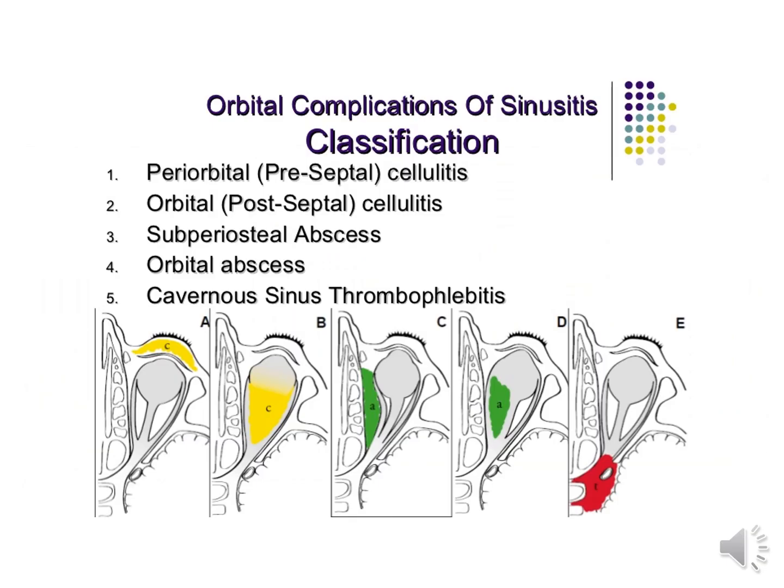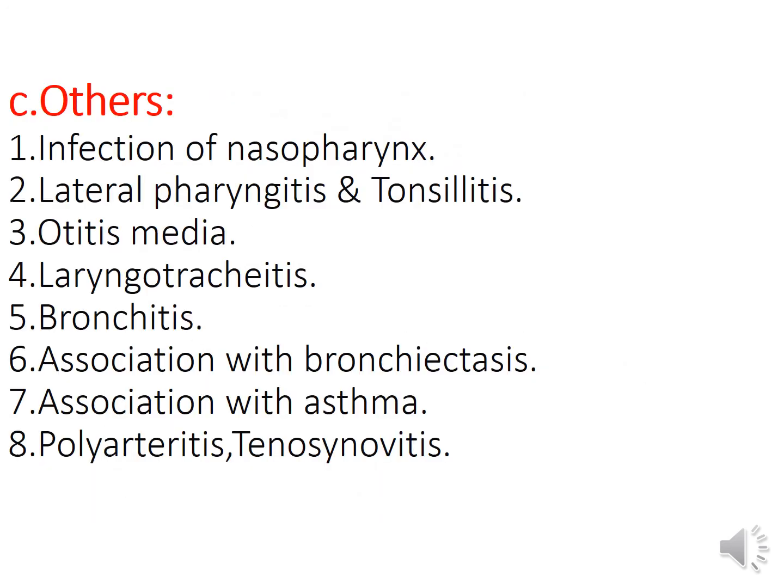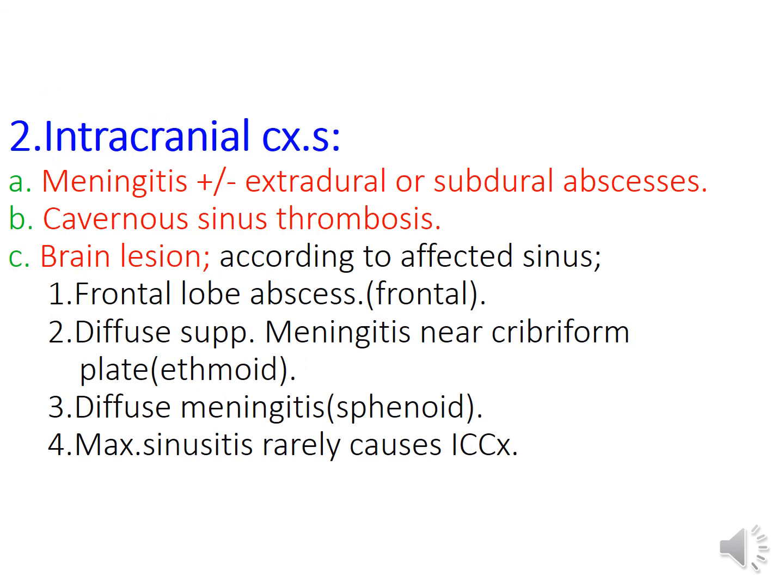Orbital complications of sinusitis can be classified according to severity, from periorbital cellulitis, subperiosteal abscess, orbital abscess, to cavernous sinus thrombosis, the most serious complication. Other extracranial complications are spread of infection to the nasopharynx causing nasopharyngitis, otitis media, pharyngitis, tonsillitis, laryngotracheitis, bronchitis, bronchiectasis, asthma, and arthritis.